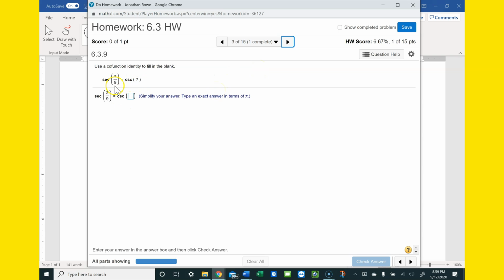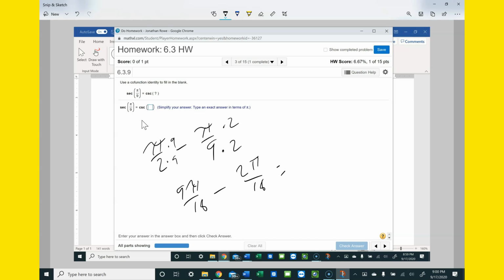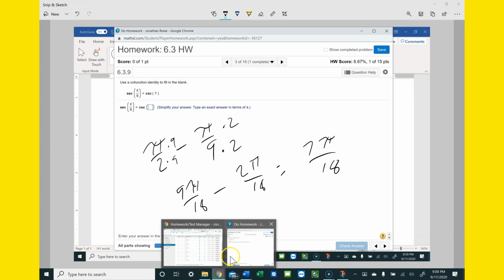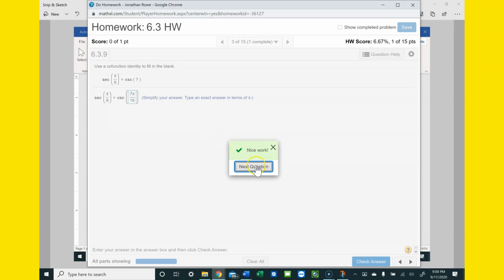Secant and cosecant are similar, so you just do pi over 2 minus pi over 9. So let me do that. May have to get a common denominator there. Pi over 2 minus pi over 9. And we get 9 pi over 18 minus 2 pi over 18 equals 7 pi over 18. So it should be 7 pi over 18 should be the answer. Let's type that in. 7 pi over 18. And it is correct.